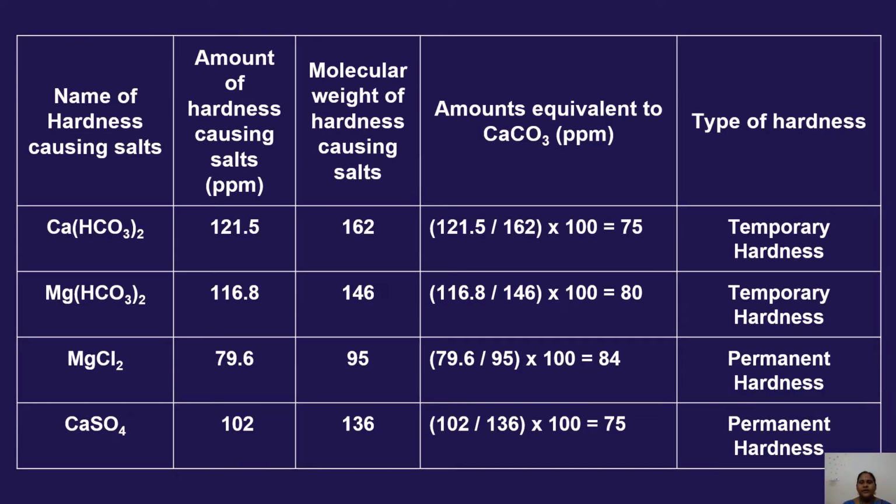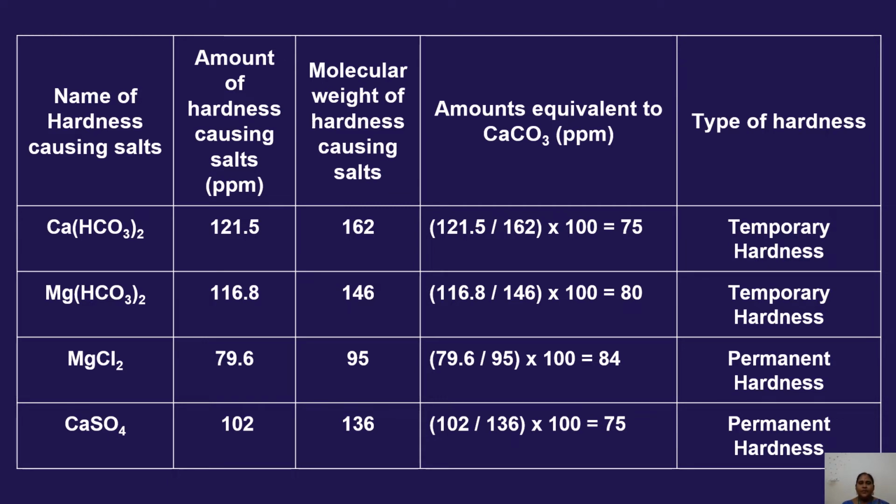Now let us look into the solution, which is given in the table format. The first two columns are already given in the problem. To proceed with the calculation, we should know the molecular weight of the salts. For calcium bicarbonate, 162, magnesium bicarbonate, 146, magnesium chloride, 95, and calcium sulfate, 136.